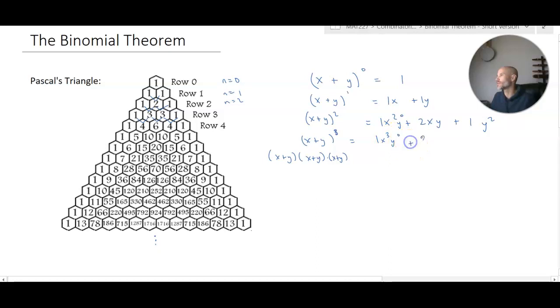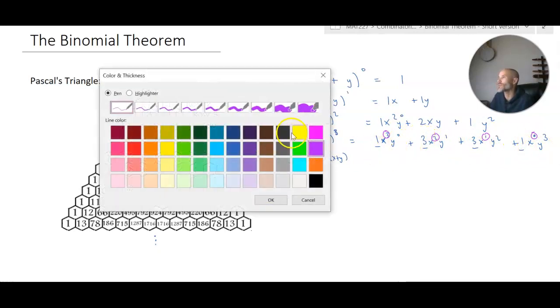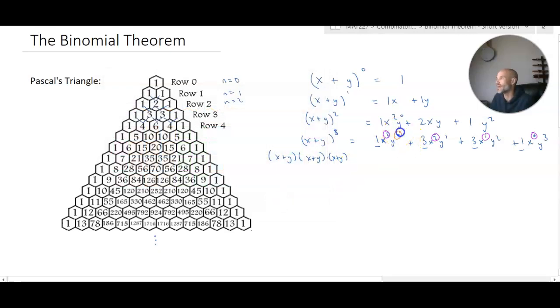1x cubed plus 3x squared y to the first plus 3x to the first y squared plus 1x to the 0 y cubed. Now what I want you to notice is, again, if you were to do this by hand, you would get your coefficients 1, 3, 3, 1, which are actually from Pascal's triangle. And the thing I want you to notice is, look at the powers of x. The powers of x descend: 3, 2, 1, 0. Powers of x go down in each term, and the powers of y, the way we've collected these, increase.